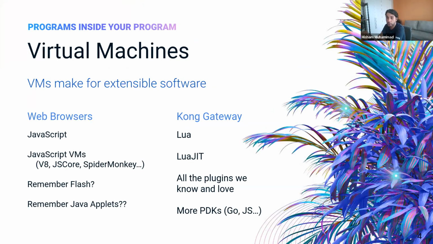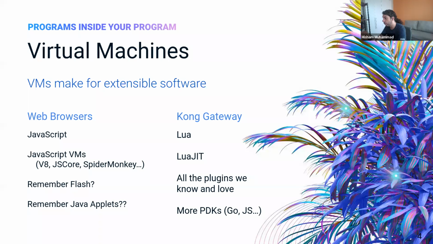This is what happens in the web browser, which is also an extensible piece of software in which we run JavaScript scripts. And in the context of the gateway, we already have that. Where in browsers you have JavaScript, in the gateway we currently have Lua. There's a distinction between the language and its implementation, which is interesting to keep in mind. For different web browsers, we have different JavaScript VMs: V8 in Chrome, JS Core in Safari, SpiderMonkey in Firefox, and so on.